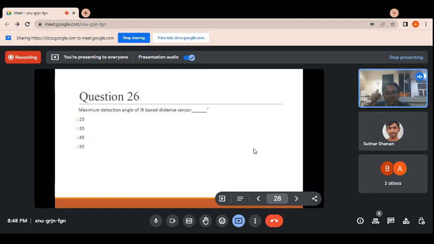Now the question is, the maximum detection angle of an IR distance sensor is 25 degree, 35 degree, 45 degree or 55 degree. It's option 2, 35. Actually it is 35 degree. All these questions are already discussed in the lecture video, so you have to go through this lecture video.